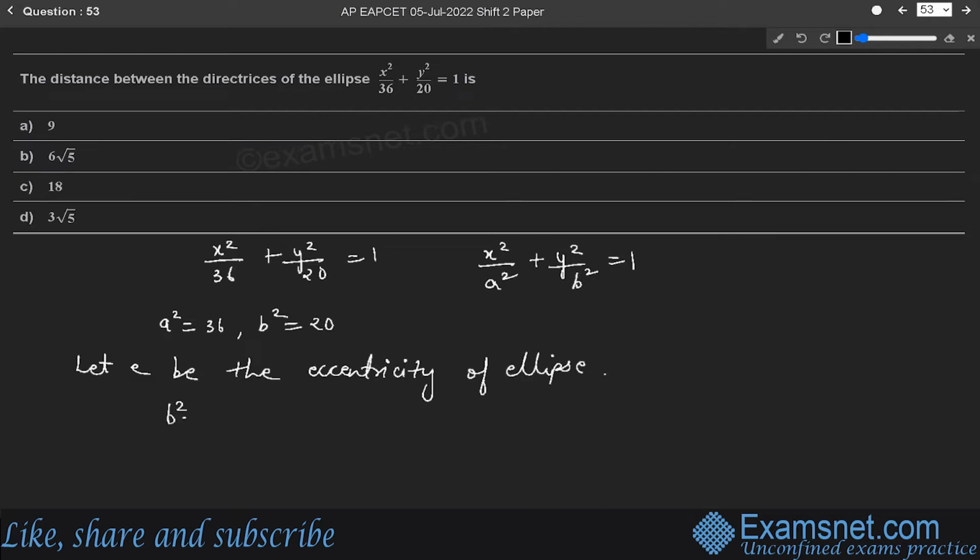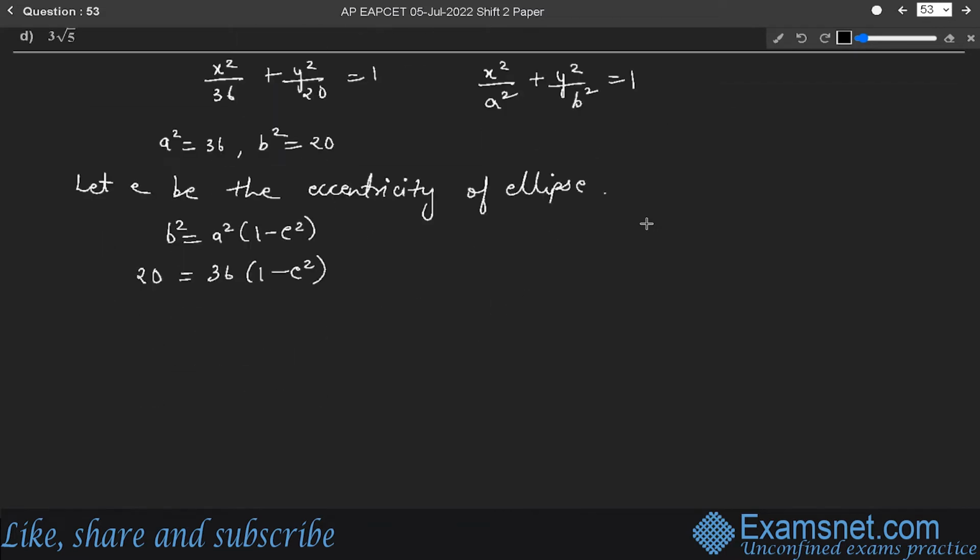Then b square will be equal to a square into 1 minus e square. We know b square is equal to 20. 20 will be equal to 36 into 1 minus e square. On further solving, it will be 36 e square is equal to 16, since 36 minus 20 is 16. So e will be equal to 2 upon 3. Therefore, the value of eccentricity is 2 upon 3.